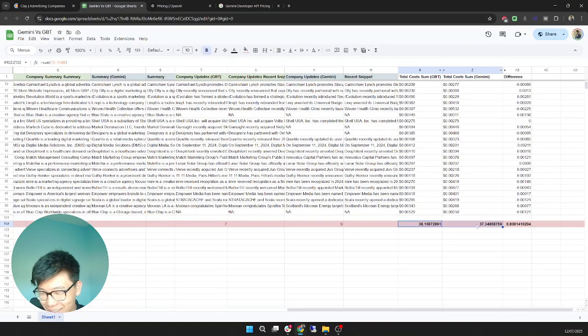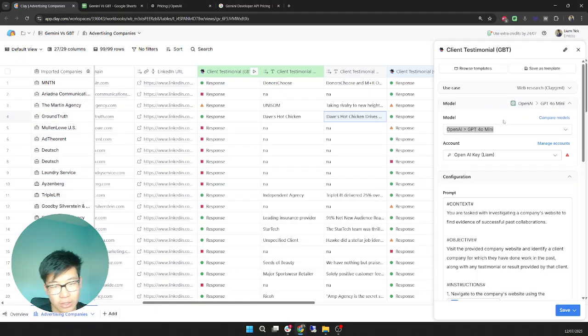As you can see here, the costs are relatively similar. It genuinely is not different at all. And this is obviously over 100 tests, so it's not a massive difference.